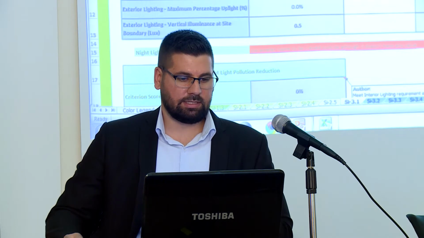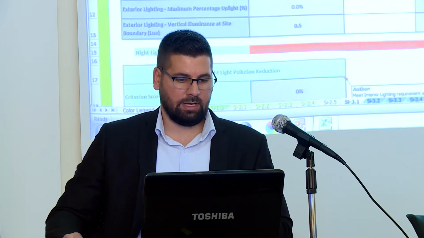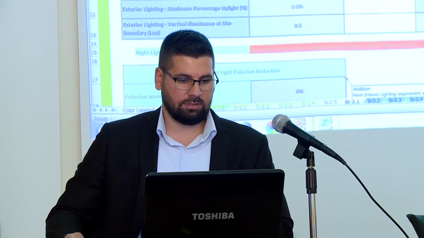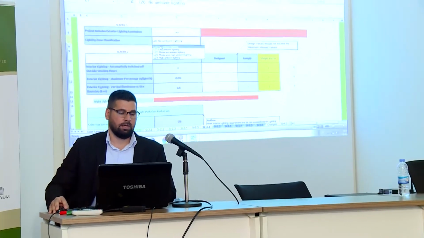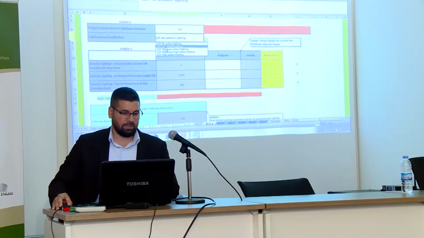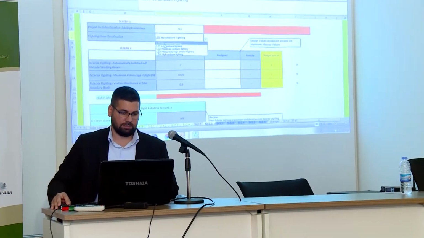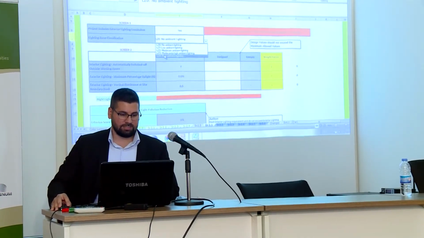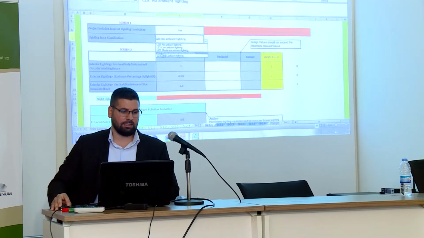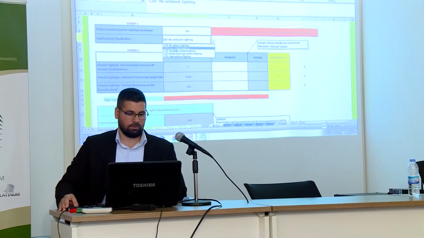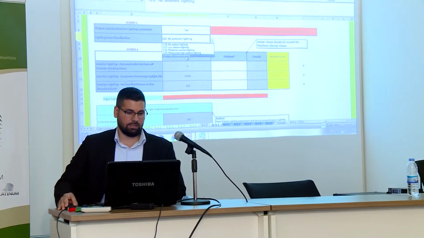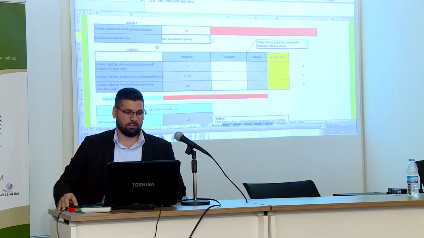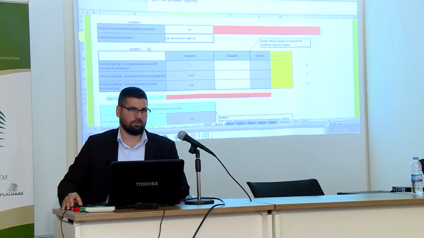There are standards that classify each area by lighting zone. We have no ambient, meaning areas like forests, where there is nothing, no housing at all, up to LZ4, which is high ambient lighting, meaning we are talking about something like downtown. Okay, it goes from 0 to 4. So the higher the lighting zone, the higher the acceptable threshold.